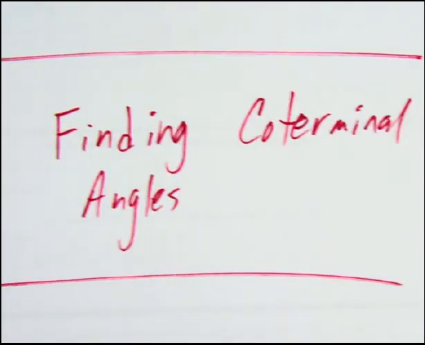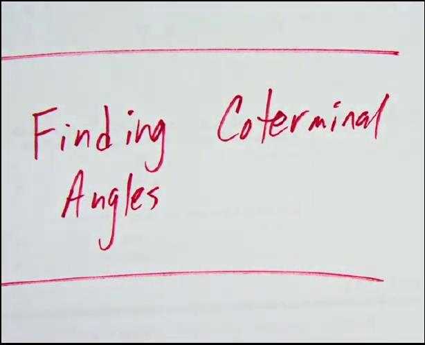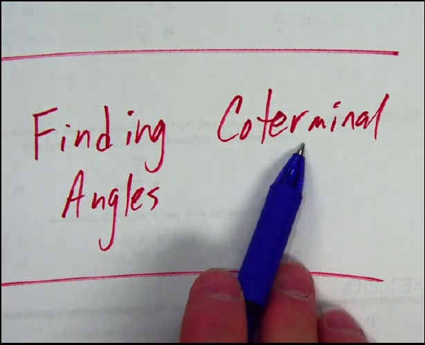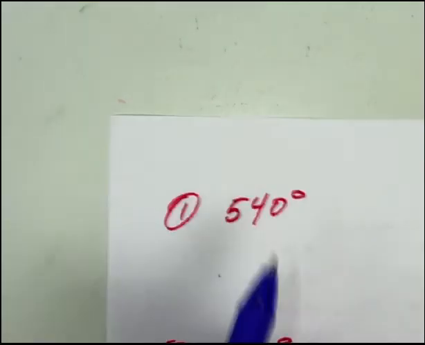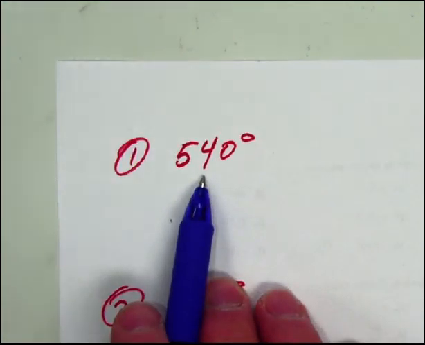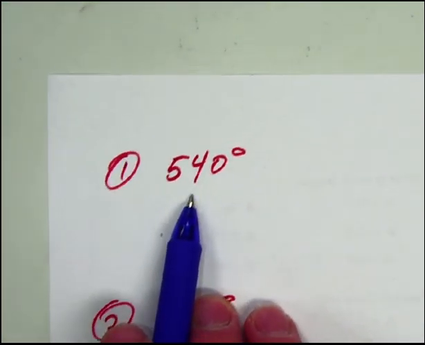Take a look at finding coterminal angles. Coterminal means, terminal means to stop, so we want to find angles that stop at the same place as others. An example of a situation like this is when you have an angle like 540 degrees. I am hoping that you recognize 540 is over a full lap.